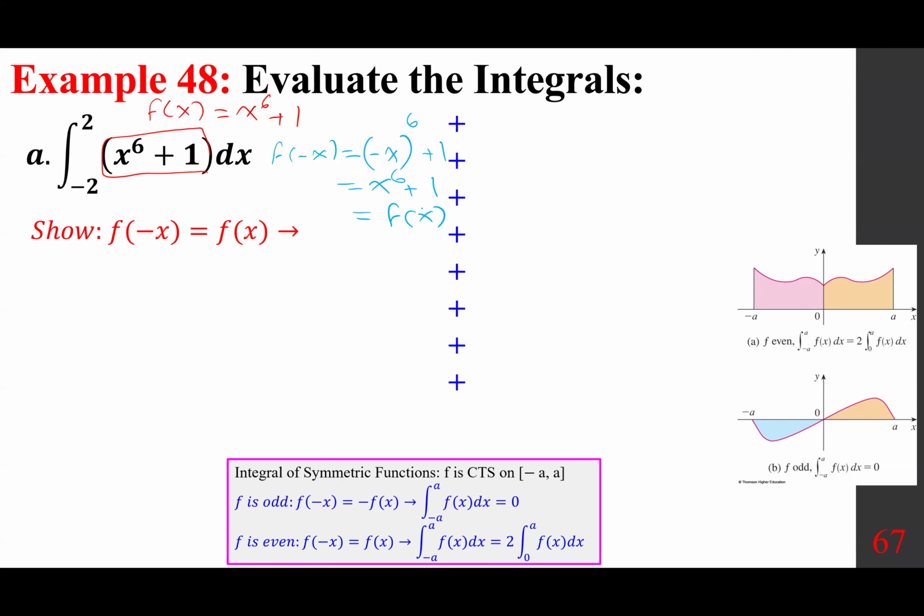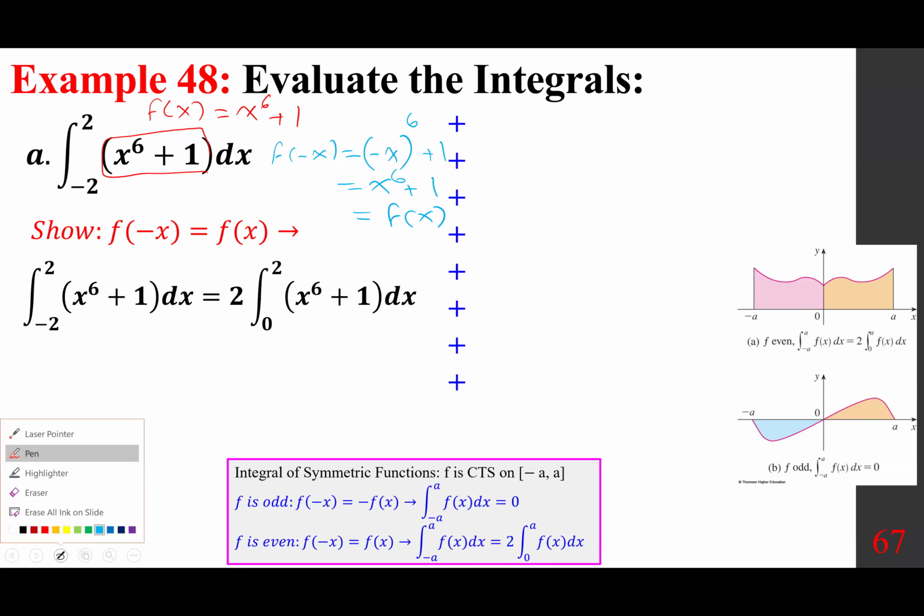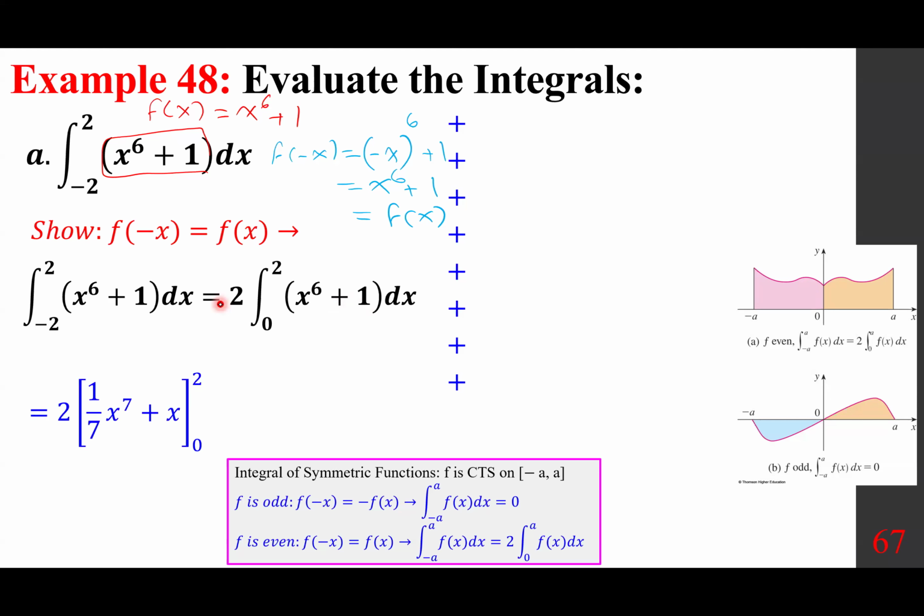And so with that being the case, we are going to evaluate it instead of negative 2 to 2. We're going to evaluate it from 0 to 2 and then multiply it by 2. Again, because it makes it a tad easier. So again, when one of the limits is 0, it's easier to do that. So this is 1 over 7 x to the power of 7. This is x from 0 to 2. And then don't forget to multiply by 2.